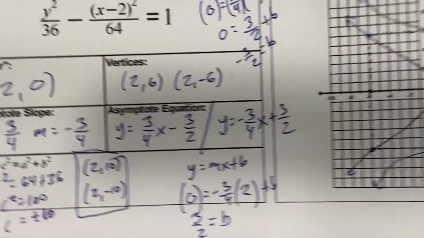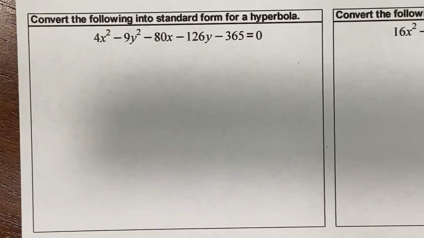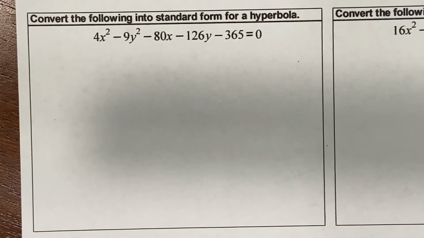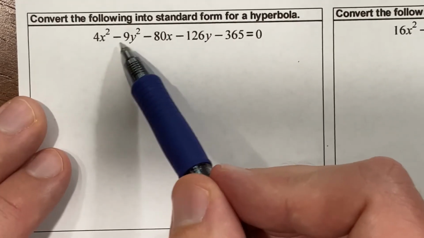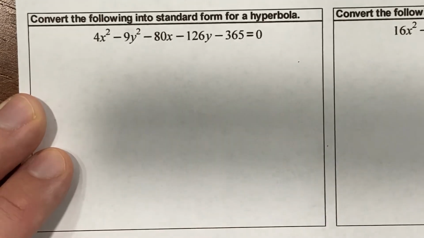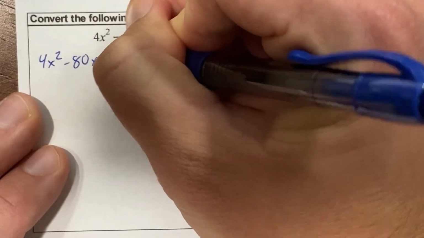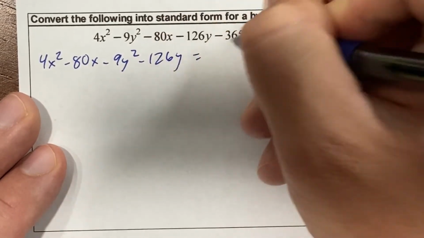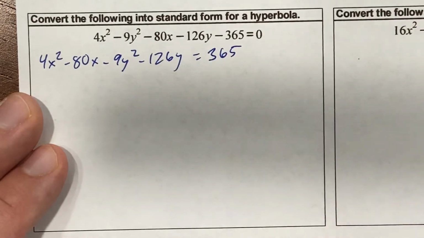And lastly, we're going to write one of these hyperbolas that is in general form. We're going to rewrite it in standard form. So same kind of deal as the ellipse, except I'm noticing that there's a subtraction sign in front of one of these. So we'll see what happens. I've got 4x squared minus 80x minus 9y squared minus 126y equals 365.